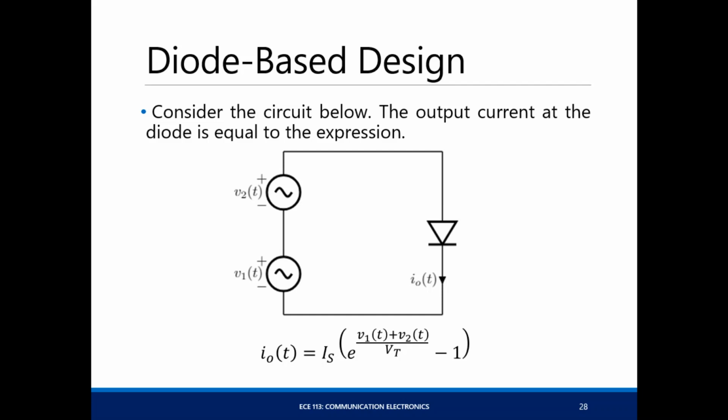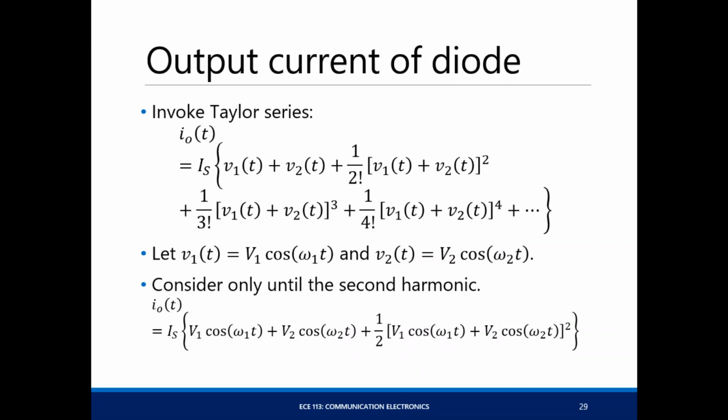First, look at this circuit. You have two sources that are added together, and then the voltages are input to some diode. If we invoke Taylor series, the current output becomes this expression right here. And let's just consider it until the second harmonic only. Let's just write this right here.